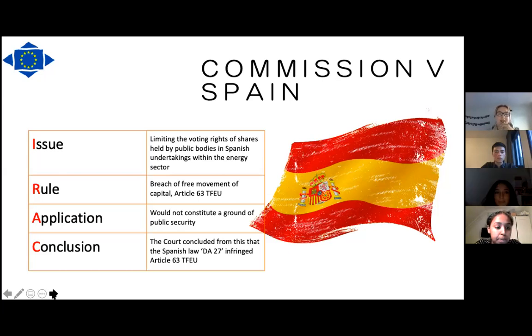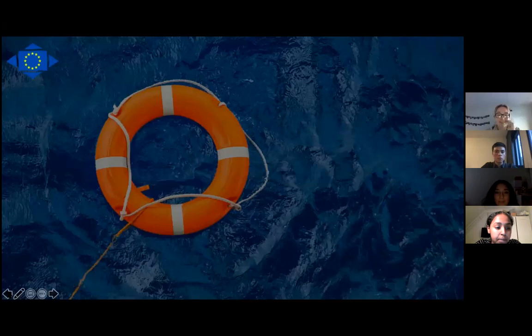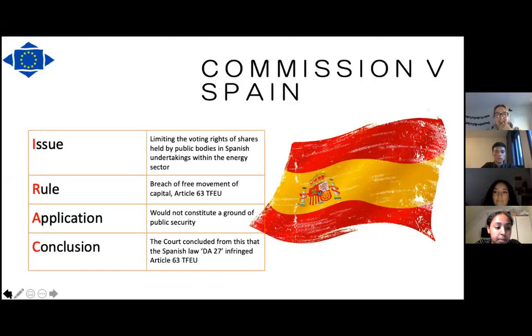So before we go there, a case relating to the freedom of capital is the Commission versus Spain case.